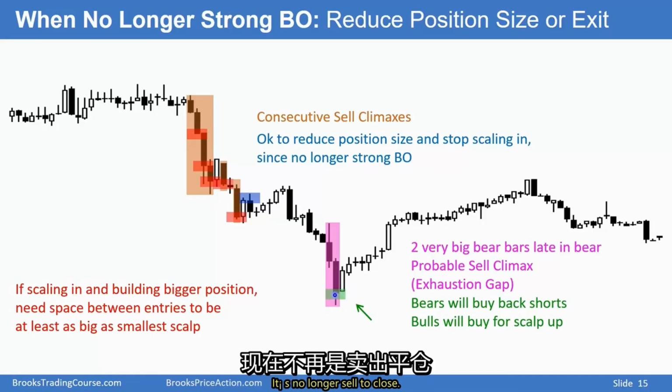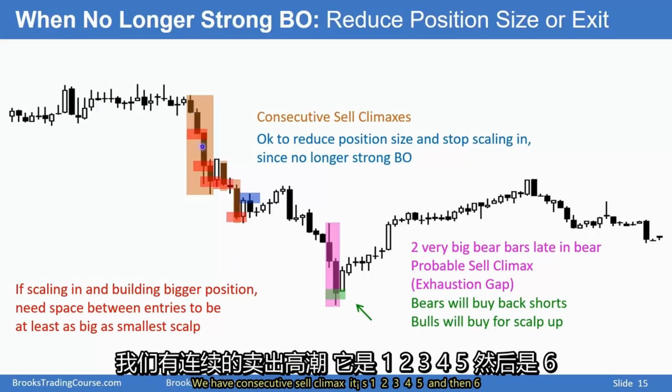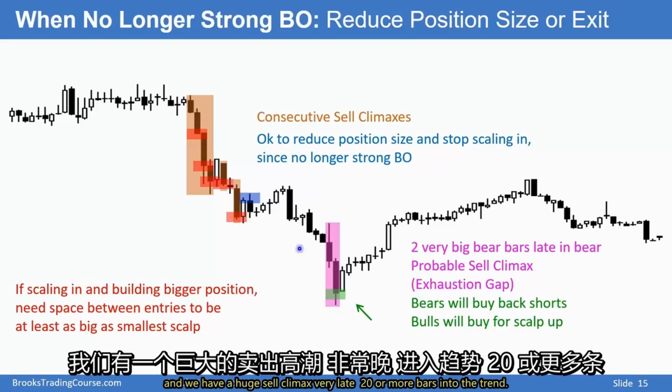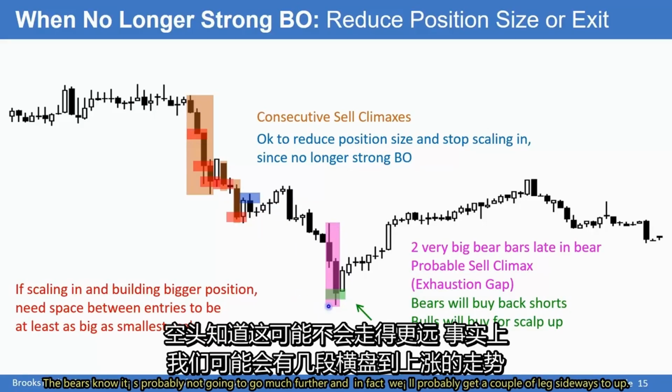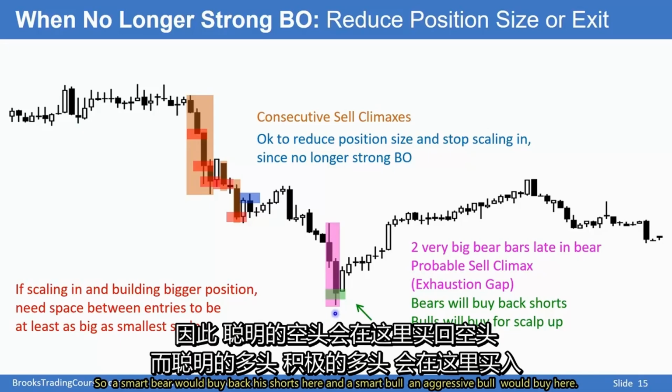Smart bears will buy back their shorts here. It's no longer sell the close. We have consecutive sell climaxes: 1, 2, 3, 4, 5, and then 6, and we have a huge sell climax very late, 20 or more bars into the trend. The bears know it's probably not going to go much further, and in fact, we'll probably get a couple legs sideways to up. So a smart bear would buy back his shorts here. And a smart bull, an aggressive bull, would buy here.